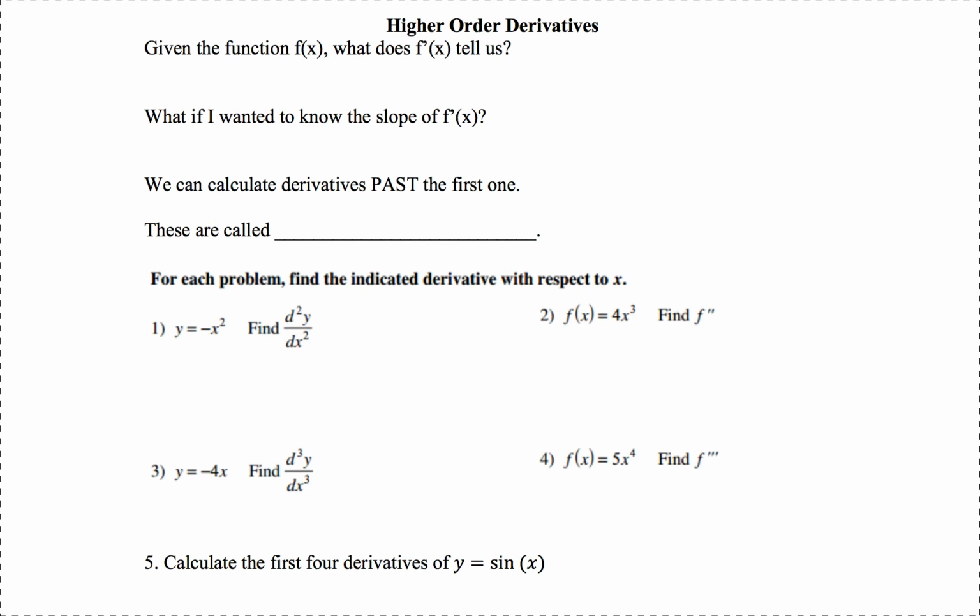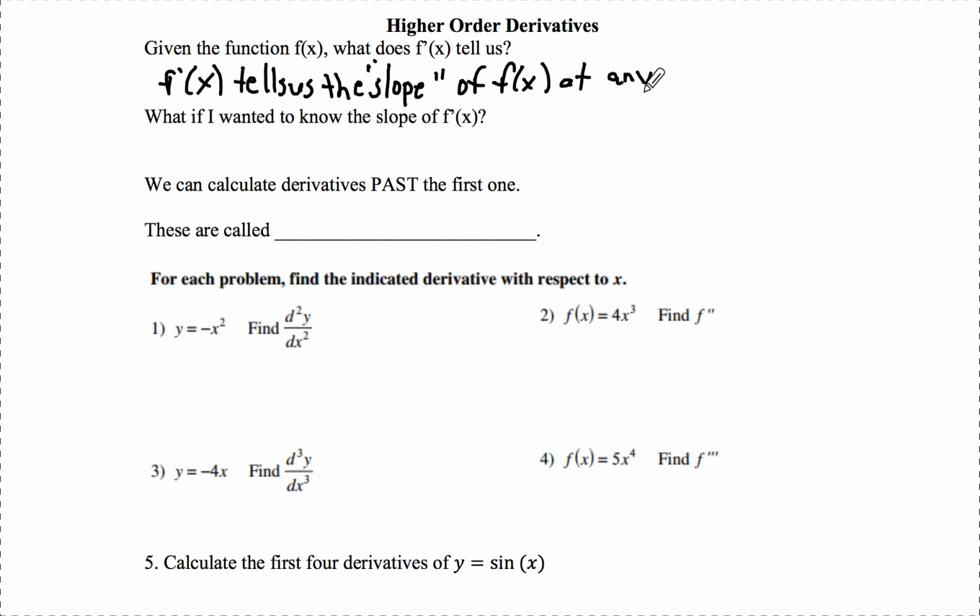Our main focus for today is just to introduce you to a new idea that's relatively short, and that's the idea of higher order derivatives. All right, given a function f of x, what does f prime of x tell us? Well, we already said that f prime of x tells us the slope of f of x at any x value. We plug in an x value to f prime and it tells us the slope of f at that x value. What if we want to know the slope of f prime of x? Well, in that case, we would need to calculate what we call f double prime of x.